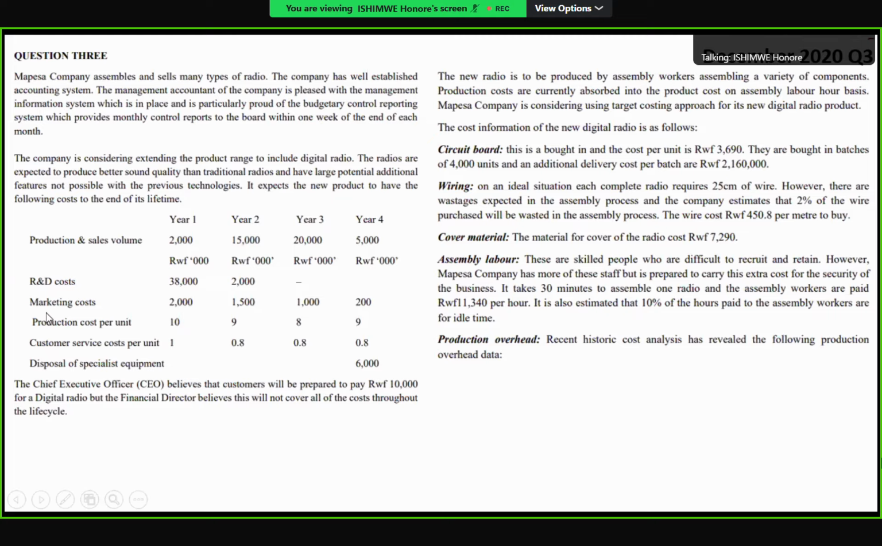Then we also have marketing cost, production cost per unit, and customer service cost per unit. We have disposal of specialist equipment, also in the last year of the product. Then the chief executive officer believes that customers will be prepared to pay 10,000 francs for a digital radio, but the finance director believes this will not cover all the cost throughout the life cycle.